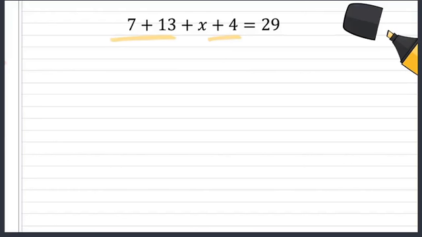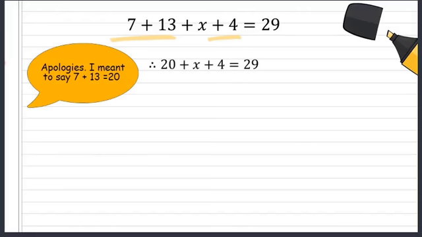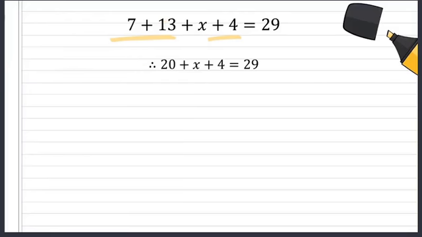So in this question, we are given 7 plus 13 plus x plus 4 is equal to 29. So let's simplify. 7 plus 13 is 20, plus x plus 4 is 29. You could add it all in one go, but I'm just doing this step by step for explanation purposes, right? So 20 plus x plus 4 is 29. Then we can say 20 plus 4 is 24, plus x is equal to 29.